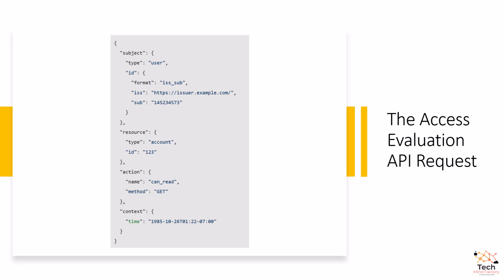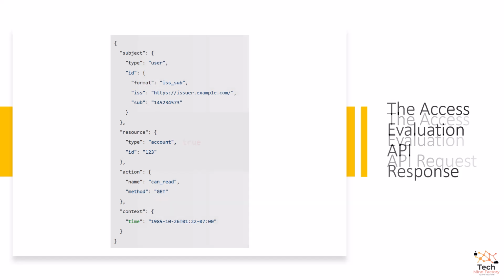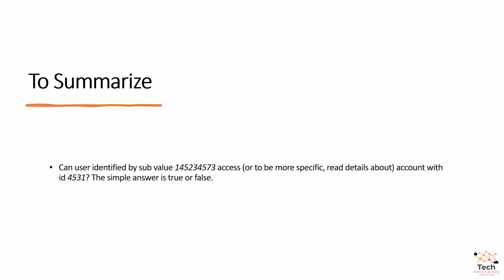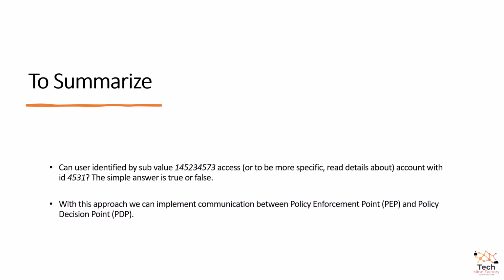So as you can see, we have this access evaluation API request that will be sent to policy decision point, and then we will receive access evaluation response. And it's really simple. There is just one attribute, decision, true, false. Can this user access this specific document in this specific context, let's say? Yes, no, true, false. That's it. Okay, perfect. So to summarize, can user identified by subject value with this number access, or to be more specific, read details about account with ID 4531? The simple answer is true or false. With this approach, we can implement communication between policy enforcement point, or PEP, and policy decision point, or PDP.